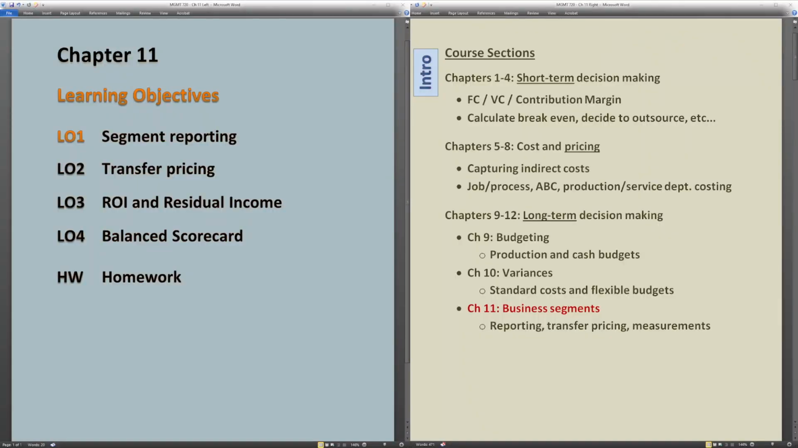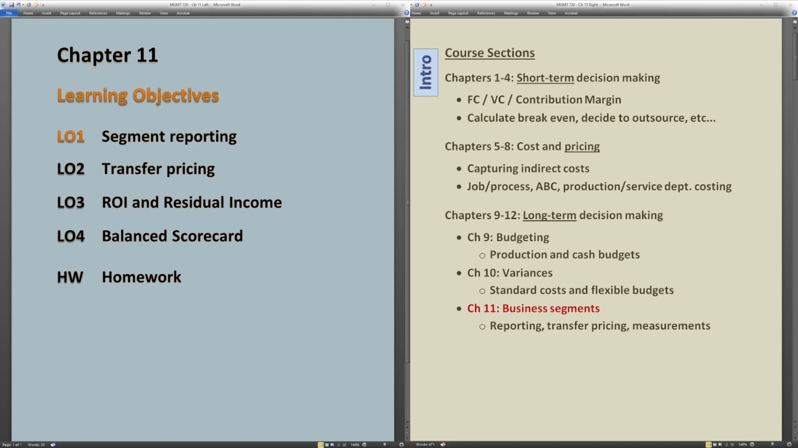Fitting Chapter 11 into the overall picture of what we've been studying, Chapters 1 through 4 were short-term decision-making based upon contribution margin. Chapters 5 through 8 were allocating indirect costs so that we could have accurate costs for accurate pricing. And Chapters 9 through 12 are long-term decision-making. In Chapter 9, we looked at budgeting. In Chapter 10, what happens when the actual results don't equal the budget. We have to evaluate the variances.